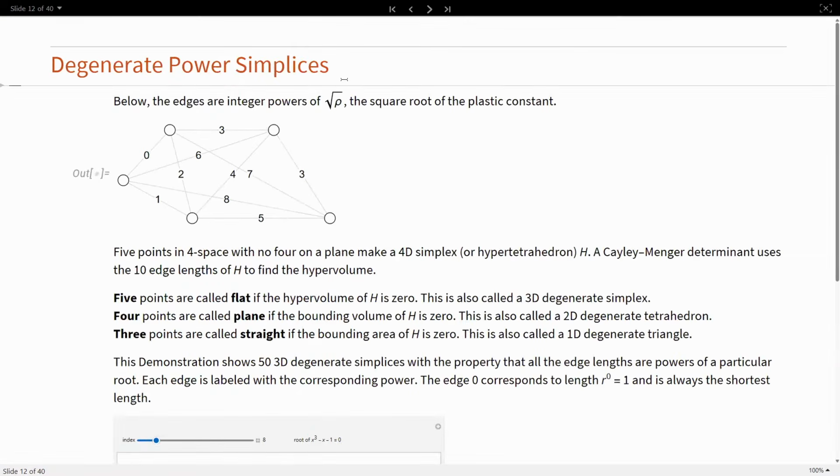So one of my experiments was looking at power simplices. So basically, you take a series of lengths and you try to find how big of a simplex you can build where all of the distances are powers of a particular root. So here's an example of a 5 simplex, which happens to be representable in 2D space. All of these values here are powers of the square root of the plastic constant.